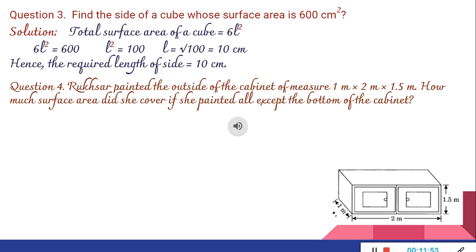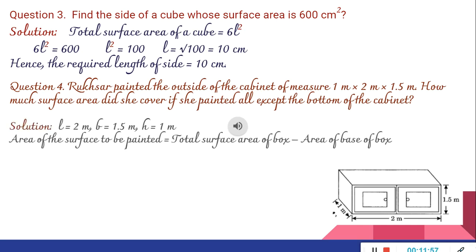So what we can do, we can find out the area of the surface to be painted, that is equal to total surface area of the box minus area of base of the box. So what is the area of base of the box? That would be in the shape of a rectangle. So that would be length into breadth. What is the formula of total surface area of a cuboid? That is 2 into length breadth plus breadth height plus height length, minus length into breadth, that is the area of the base.